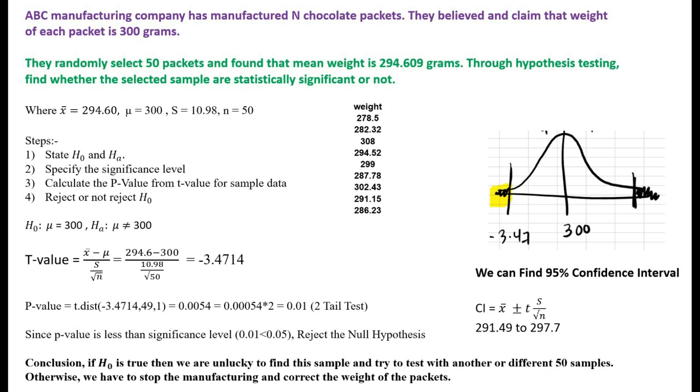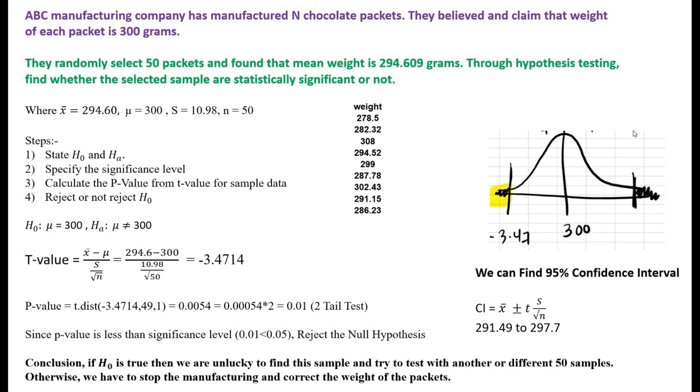So the significance level we are taking is equal to 0.05. Now the next step is we will calculate the t-value. The formula for the t-value is x bar minus the hypothesized mean, divided by the standard deviation over the square root of n. After putting in the values, 294.6 minus 300, we get a t-value of minus 3.47.